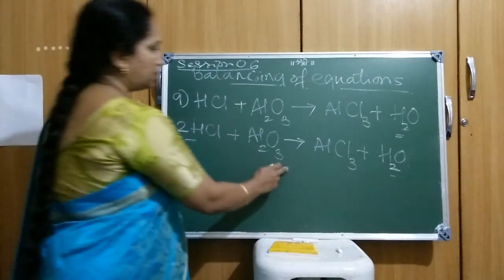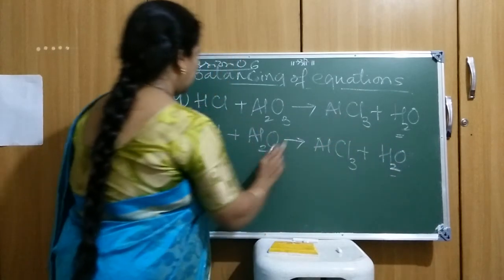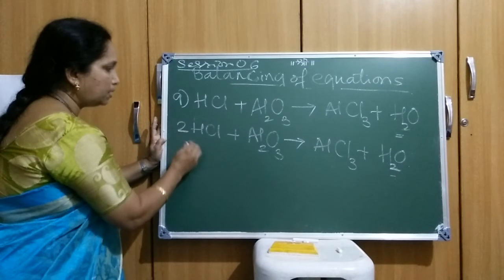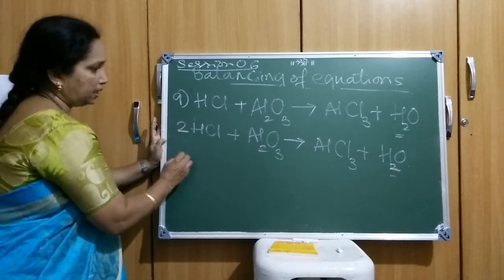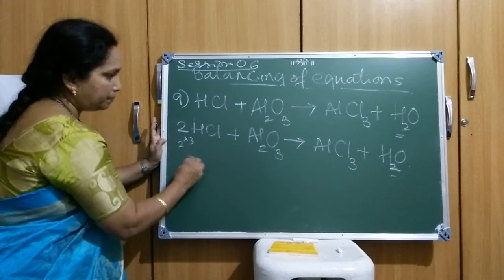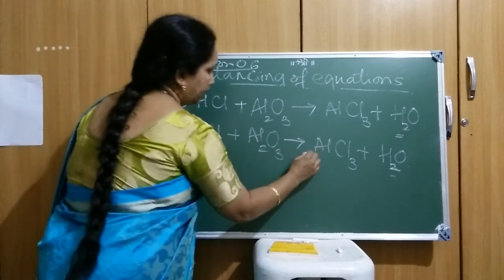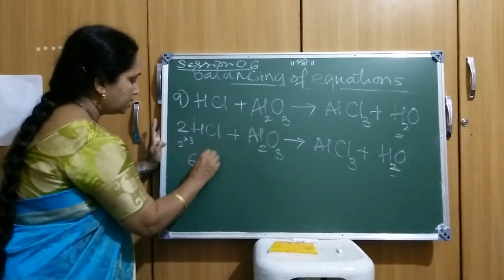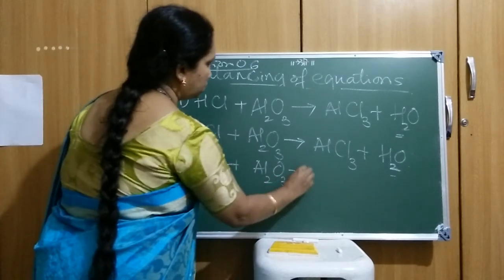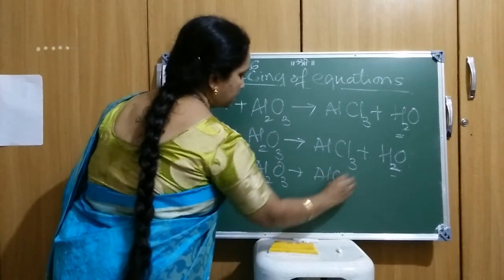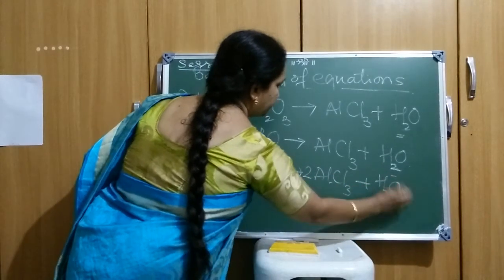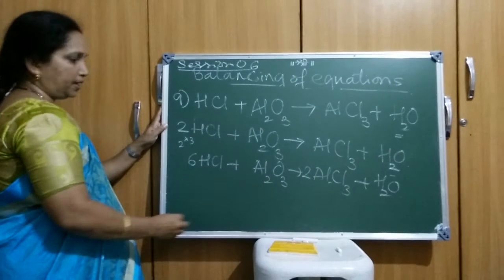And if you observe over here, only one oxygen is there, here 3 oxygen are there. So if you write down this one, multiply it by 3. So 2 into 3, that means it is a 6 HCl, Al2O3 and AlCl3, and write down here 2 and H2O. So this is the next step where you have balanced.